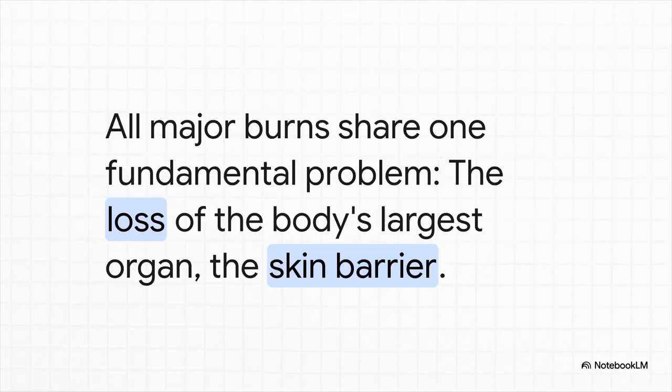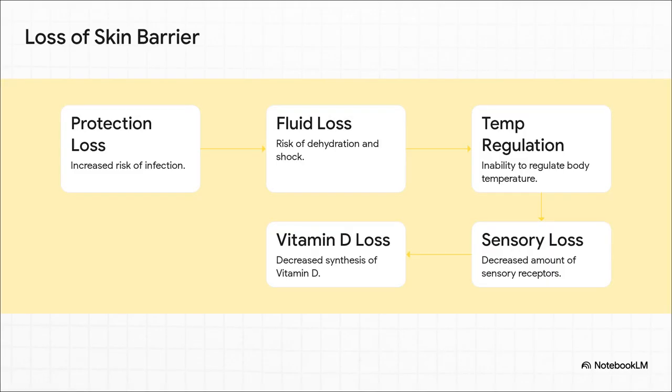But here's the thing. Whether it's from fire, a chemical spill, or a jolt of electricity, all major burns share one fundamental massive problem: the destruction of the skin, our body's largest and most important protective organ. And when that barrier is gone, all hell breaks loose systemically. First, you lose your shield against the outside world, so the risk of infection just skyrockets. Second, you can't hold in your body fluids anymore, leading to massive dehydration and the risk of hypovolemic shock. And third, you lose your ability to regulate your own body temperature, putting you at risk for life-threatening hypothermia. As a burn nurse, you're fighting all of these battles at the same time.